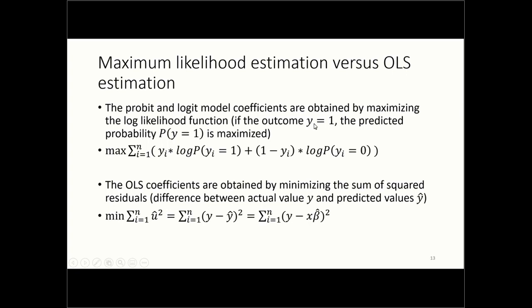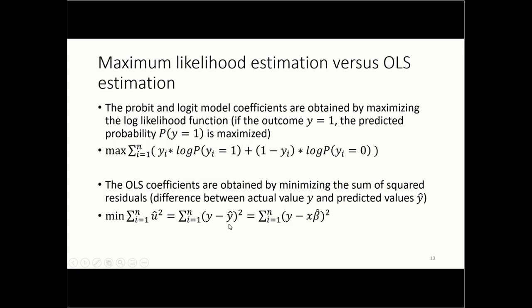Okay, so now if I repeat this one more time, the Probit and Logit model coefficients are obtained by maximizing the log likelihood function. Basically, if the outcome is equal to 1, we want the predicted probability P of y equals 1 to be maximized. Now, compare and contrast this with how the OLS coefficients are obtained. They are obtained by minimizing the sum of squared residuals. So here we're minimizing the sum of the squared residuals.